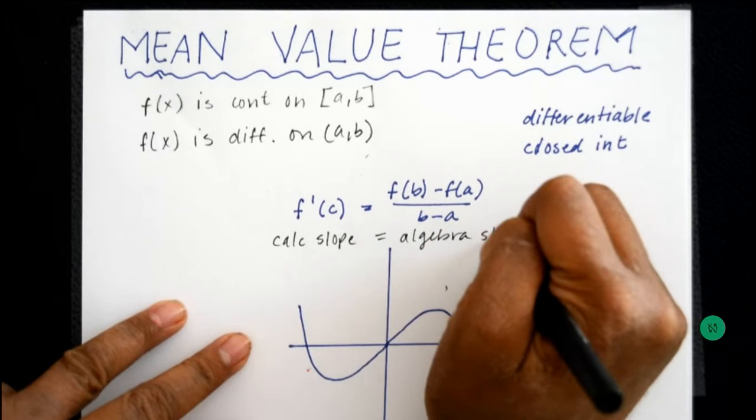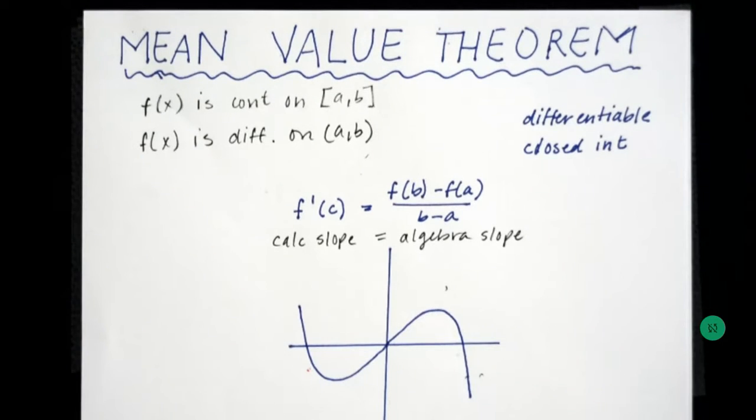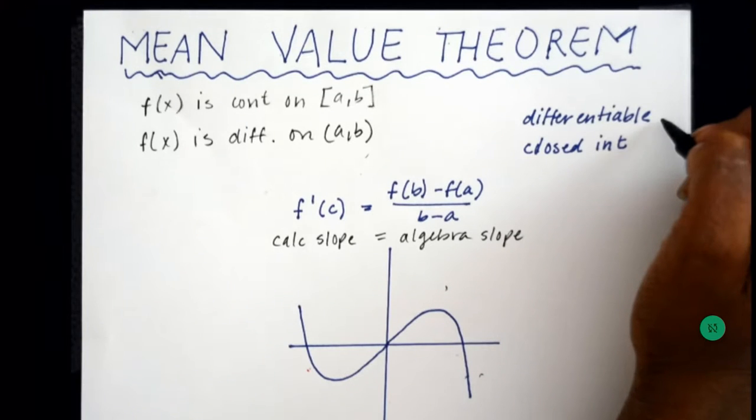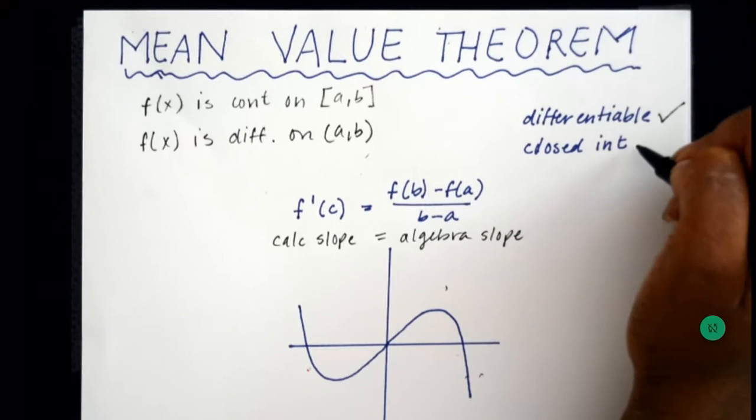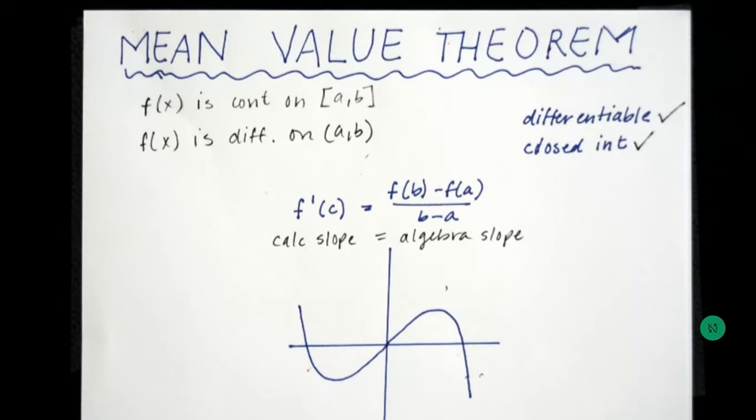points A and B. So when you're solving a mean value theorem problem, you want to first make sure that the function is differentiable and the function is on a closed interval. You don't have to make sure that it's continuous, because if the function is differentiable, then it has to be continuous.